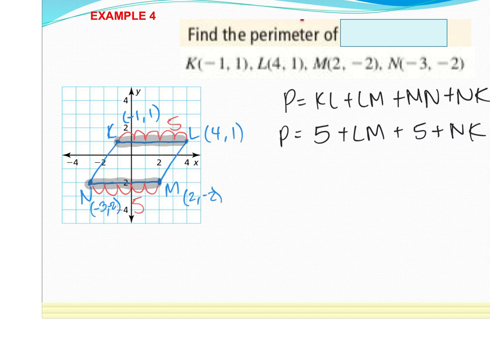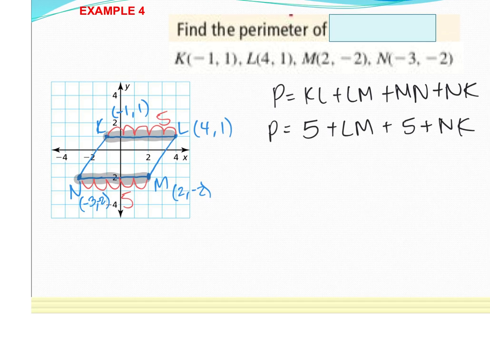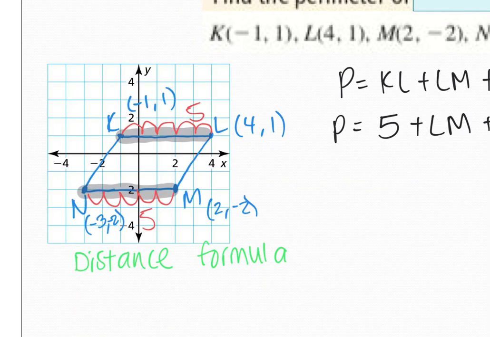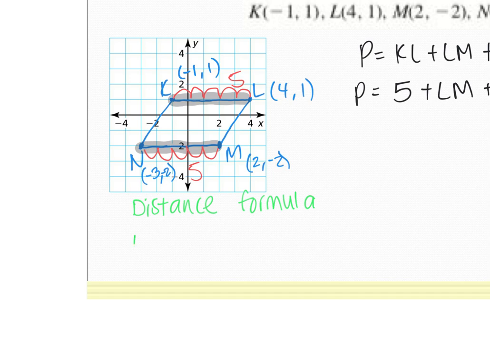Questions? All right. How are we going to find LM and NK? John? Distance formula. Thank you, John. We are going to use the distance formula. Now, are LM and KN going to be the same length? Yes, they are. Okay, so we just have to find one of them and then multiply that length by 2, because we have 2 of those lengths. So let's do LM. You could have used KN, but let's just use LM.